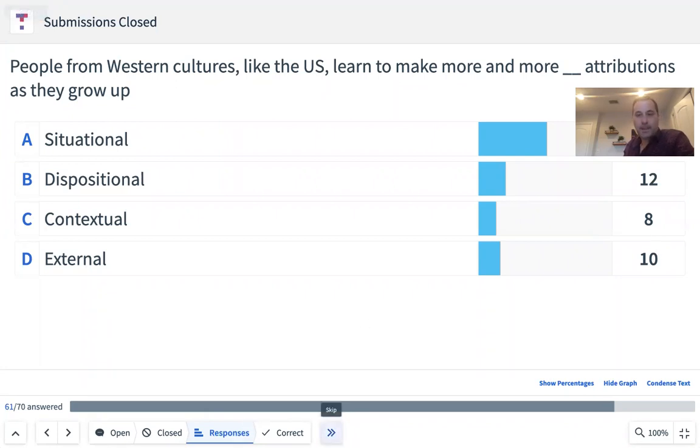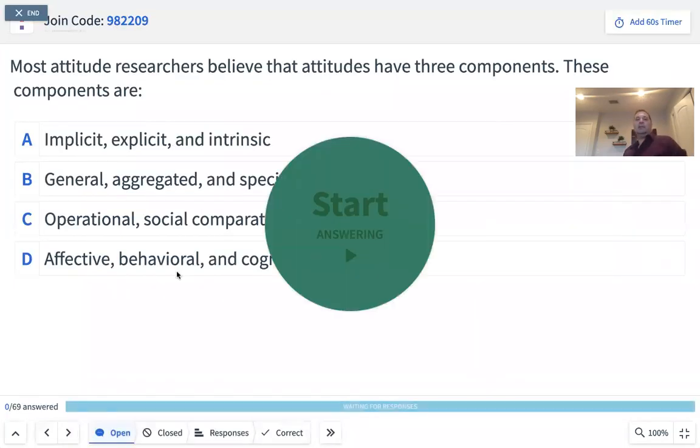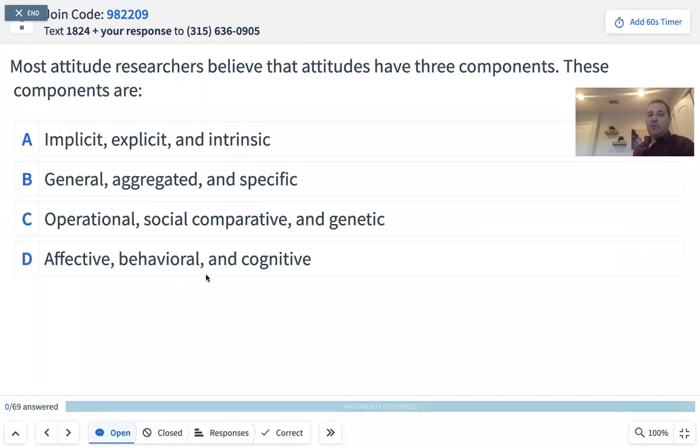Okay. You guys will do better on these, I think. Most attitude researchers believe that attitudes have 3 components. These components are which of the following, and I'll let you guys read those for yourself.